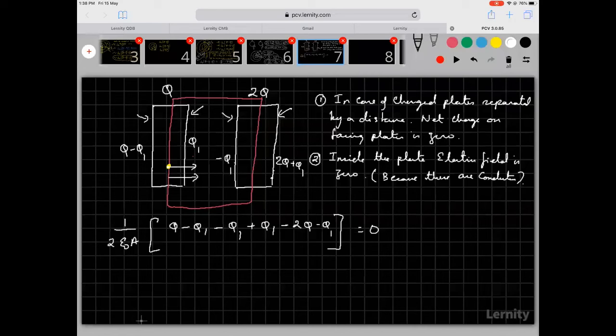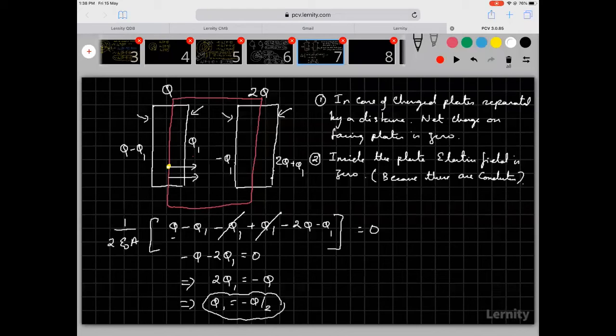Now, if I look at this, minus Q1 plus Q1 cancels. So this Q minus 2Q, so I'll get minus Q minus 2Q1 is equal to 0, implying 2Q1 is equal to minus Q, implying Q1 is equal to minus Q by 2. Can you reach here? Please reach here.